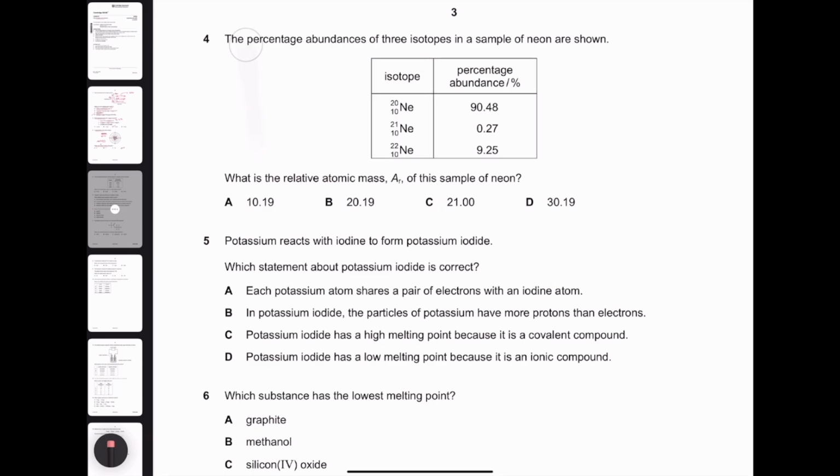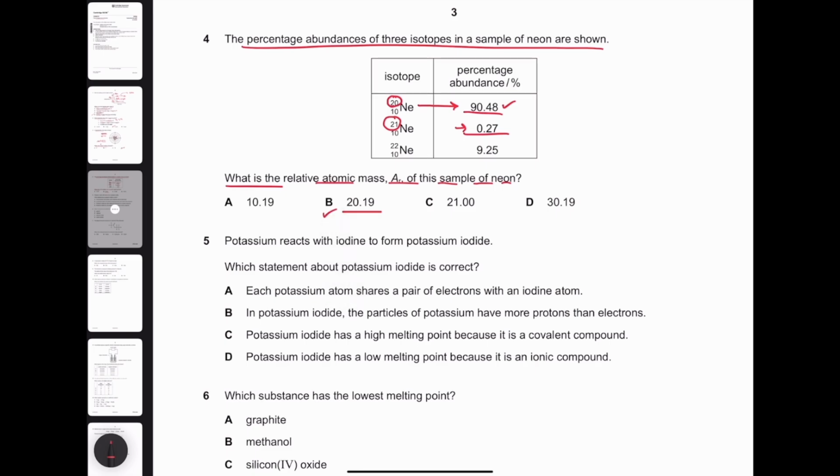Question number 4. The percentage abundance of 3 isotopes in a sample of neon is shown. There are 3 isotopes. Percentage is given. What is the relative atomic mass of this sample of neon? Now, this question you can also solve without using maths. How? See, the mass number 20 isotope has the highest abundance, 90. It means the relative atomic mass should be closest to 20, right? And the closest to 20 is 20.19. See, 21 has the percentage of 0.27, so it doesn't matter.